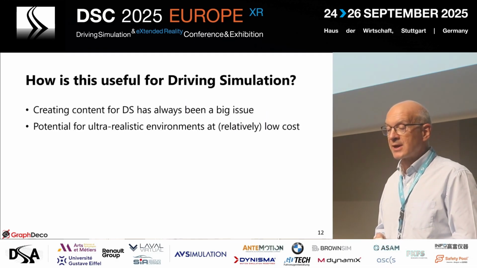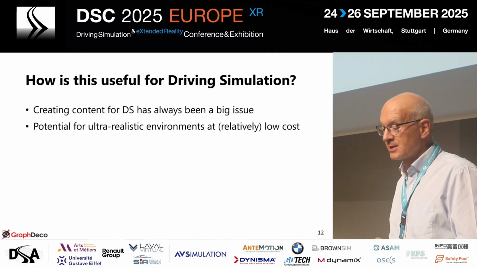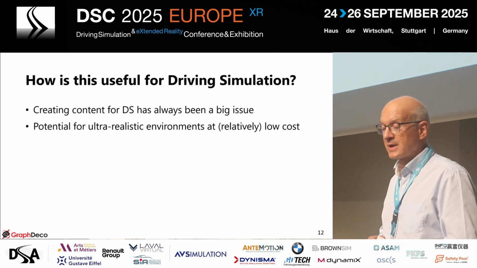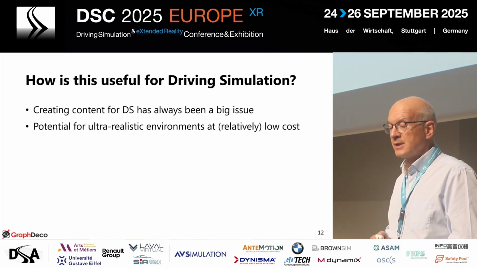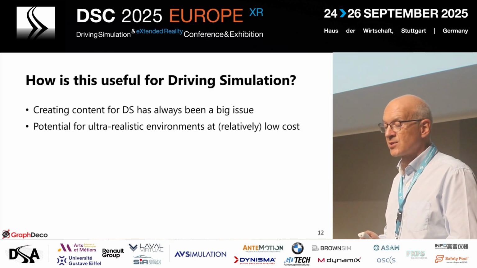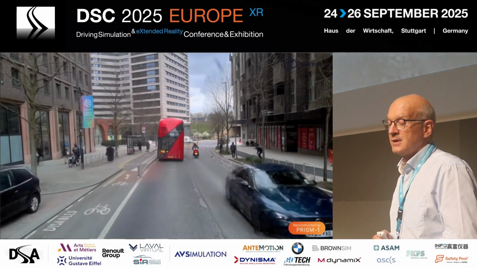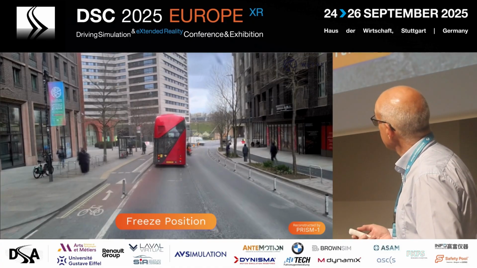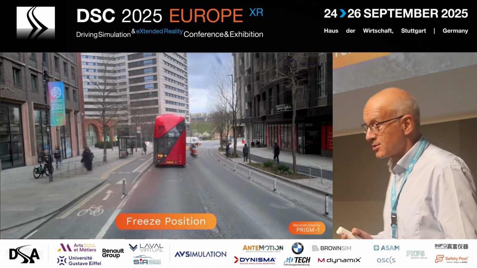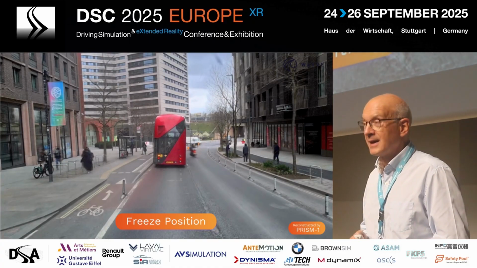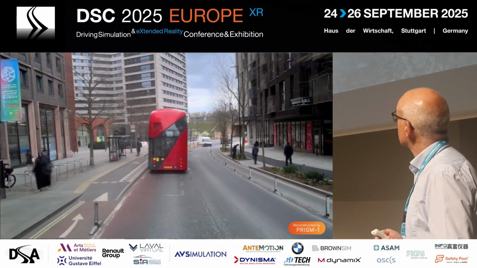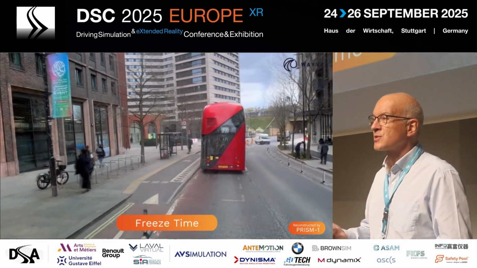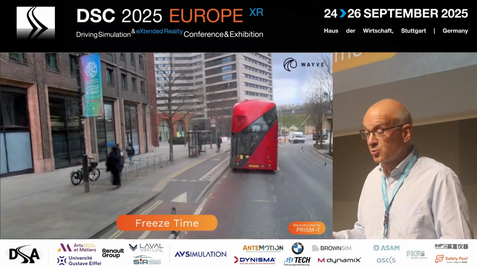So you may be wondering, how is this relevant for driving simulation? So obviously context creation for driving simulation has always been an issue, and this creates the potential for relatively low-cost creation of environments. So this is an example from Wave. They don't actually claim it's Gaussian splatting, but we'll talk about that later. And as you can see, this actually looks extremely realistic, and it can be used in a virtual environment. This is a virtual environment that could be used in a simulator.